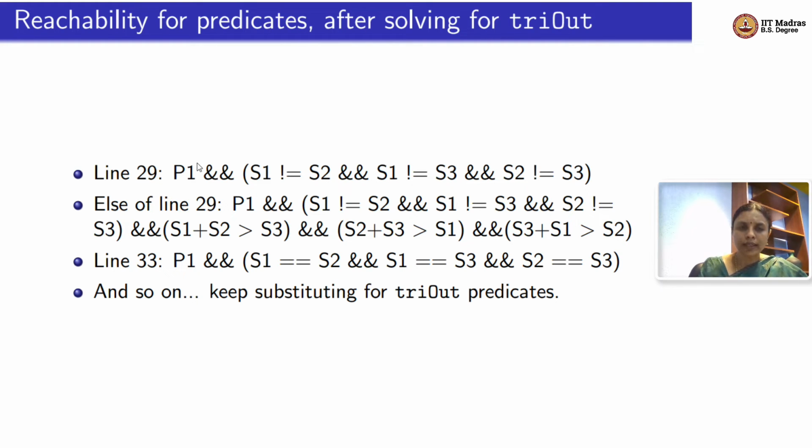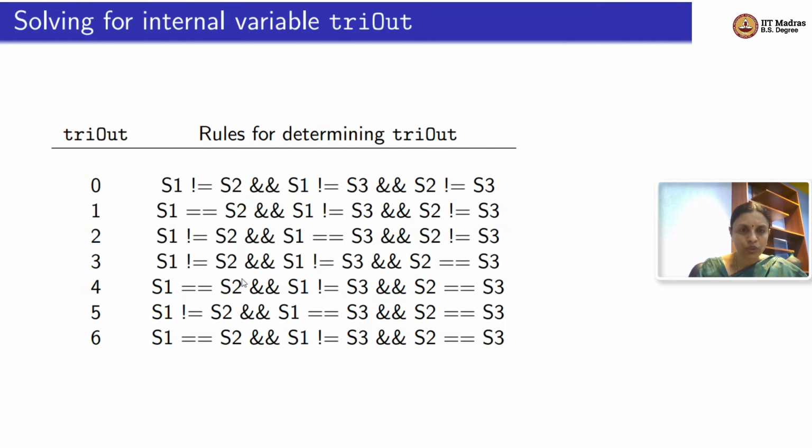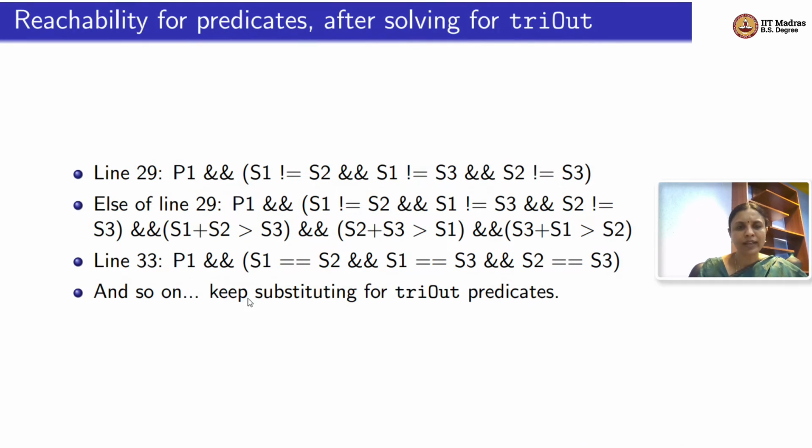At line 29, I have P1, which was that shortened form, and this part. The else of line 29, I am just substituting for tryout here. The else for line 29 is again P1 and the substituting value for tryout. Line 33, I again substitute for tryout. I use this table to substitute for tryout and so on.